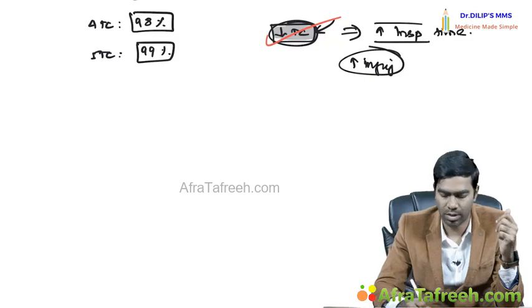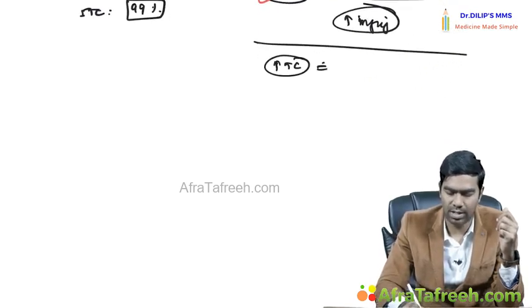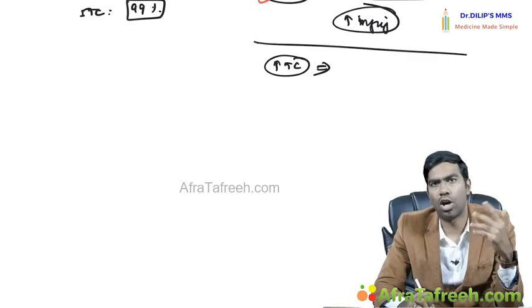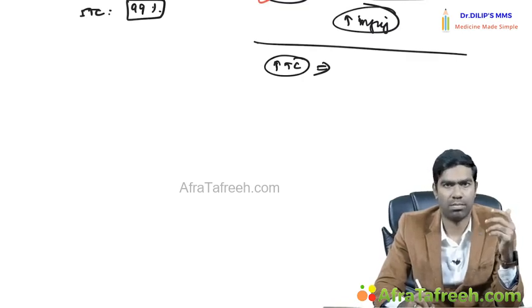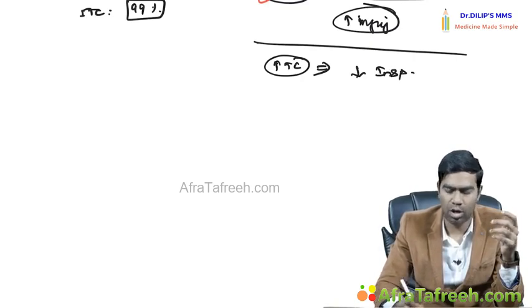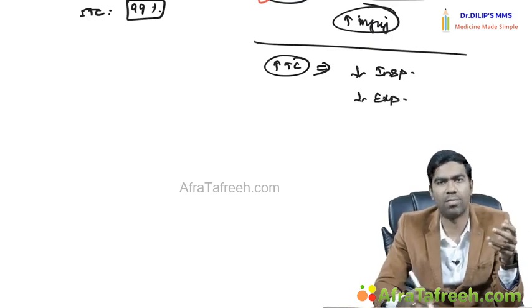Low time constant means you have to give a short inspiratory time. If you give a very high inspiratory time, you might result in barotrauma and injury to the lung. Clear? Similarly, if a lung has a high time constant, which means it needs a longer time to fill up, what will happen if you are giving only a shorter inspiratory time?